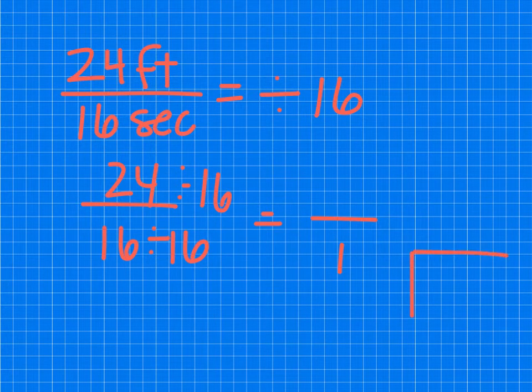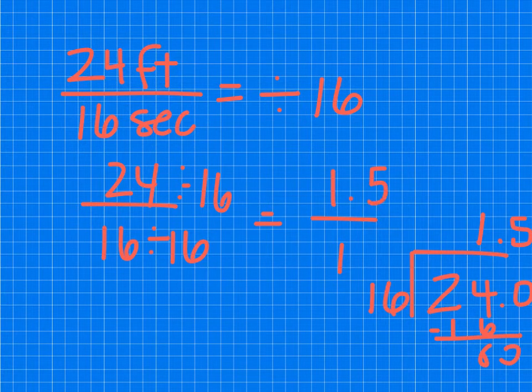And in this case, if I do 24 divided by 16, it's going to go in 1 time. Subtract 16. That's going to give me 8. 16 won't go into 8, so if I put my decimal there and bring down a 0, 16 goes into 80 5 times. So even though I can't write a fraction with a decimal in it, because I'm comparing rates, I can go 1.5 feet in 1 second.